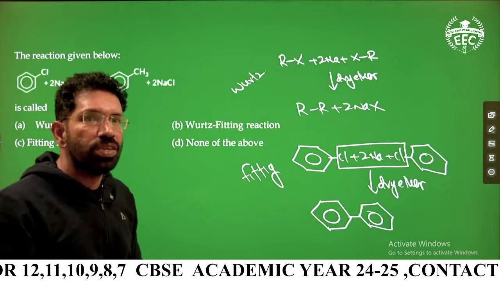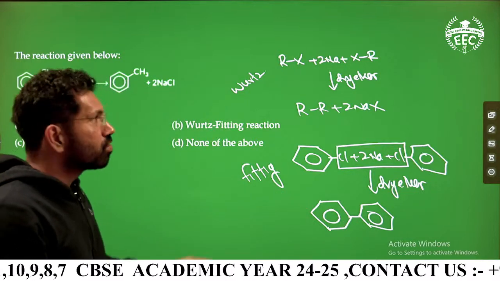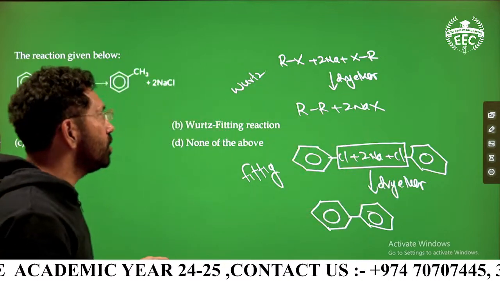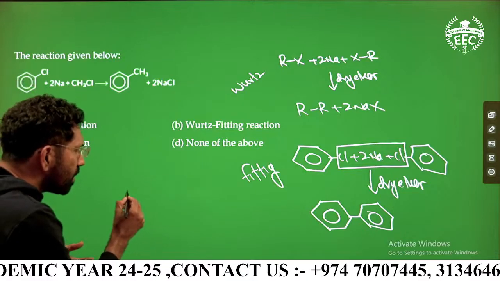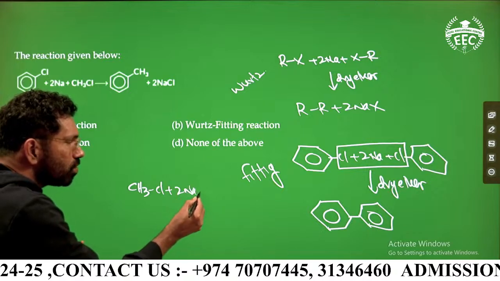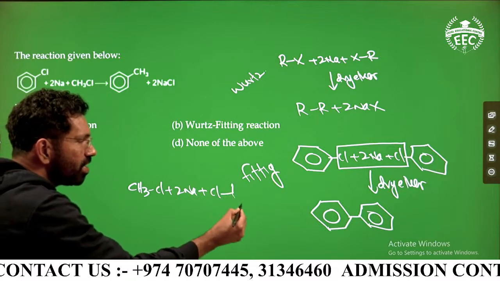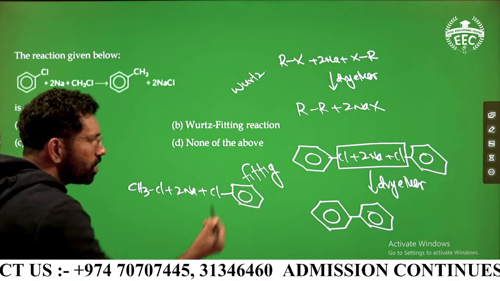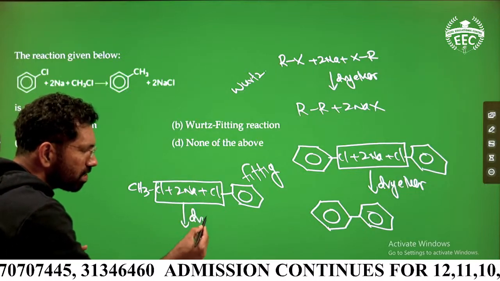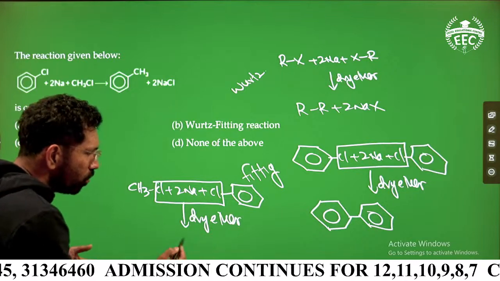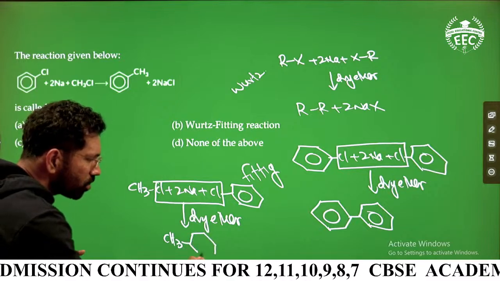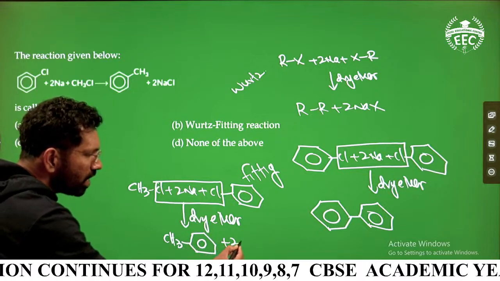Then tell me, what is Wurtz-Fittig? Can you guess that? Very simple. So 1 alkyl halide and 1 aryl halide we are combining. That is equal to Wurtz-Fittig. So in Wurtz-Fittig reaction, we are combining alkyl halide CH3Cl plus metallic sodium. Again aryl halide, benzene ring with the chlorine. So we are combining in presence of dry ether. You will get toluene here, CH3 with the benzene ring, plus 2 NaCl.